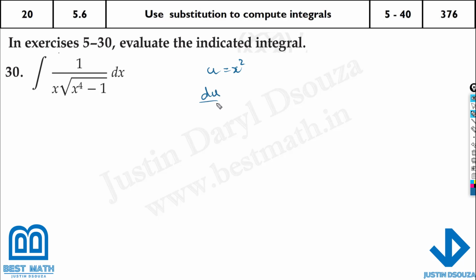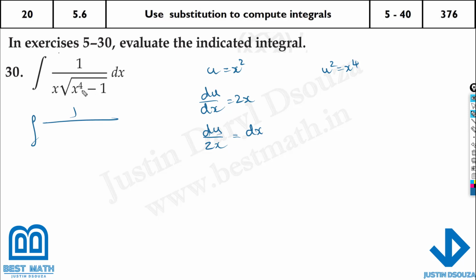So let's derive this. It'll be du by dx, that is equal to 2x. And now let's rearrange: du divided by 2x will be equal to dx. But what about this x power 4? Let's square both the sides. U squared will be x power 4. So we can substitute this as u squared.